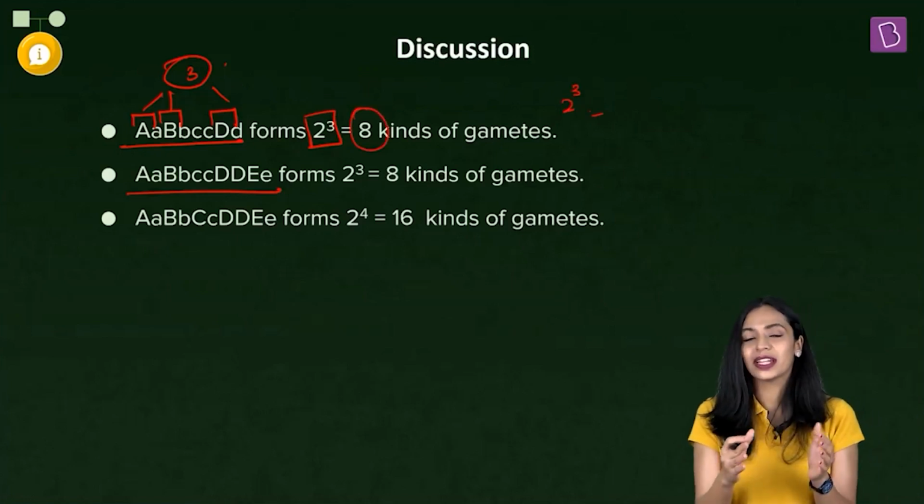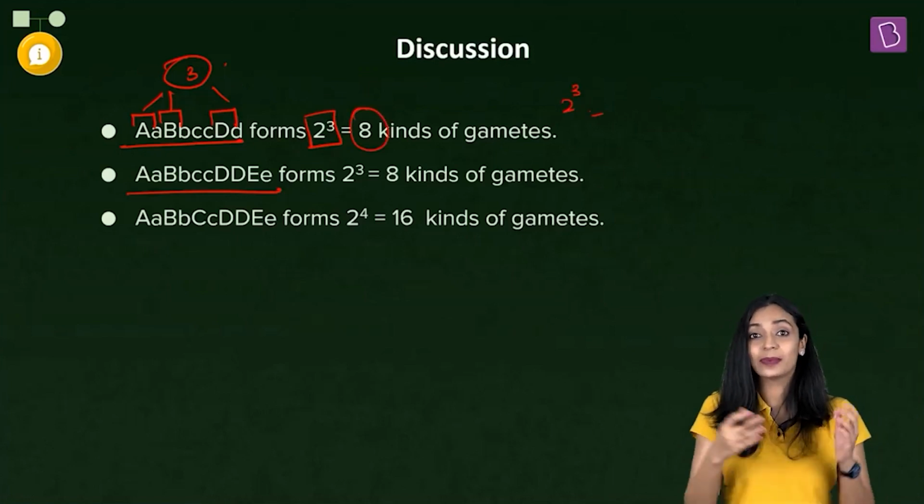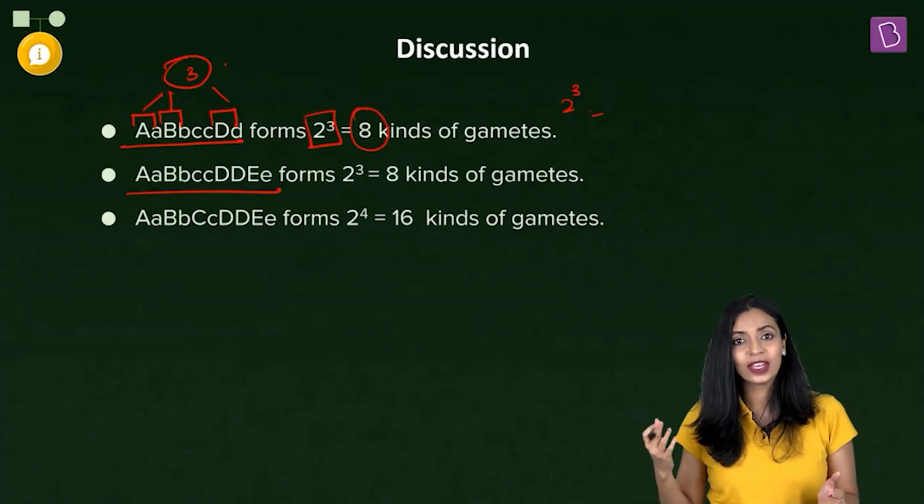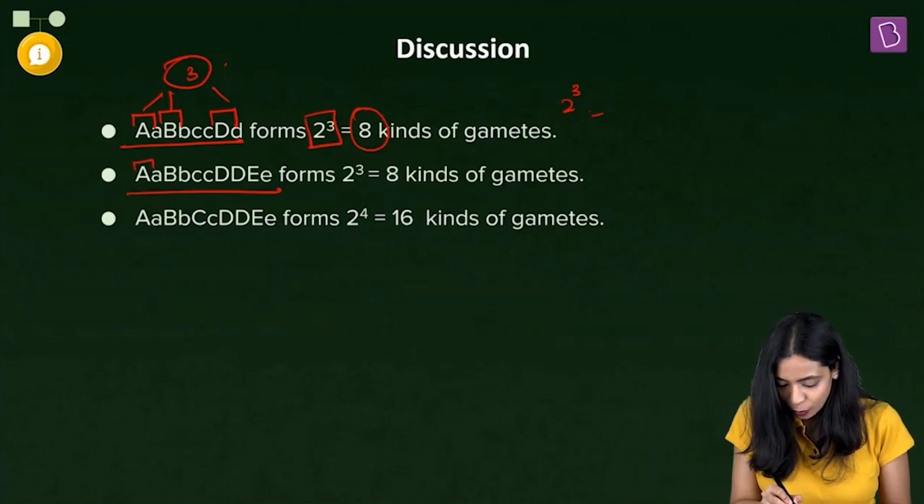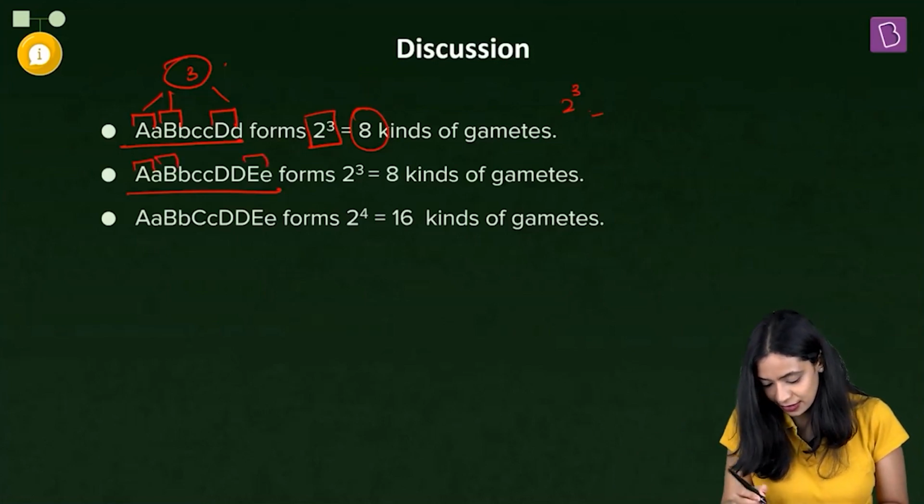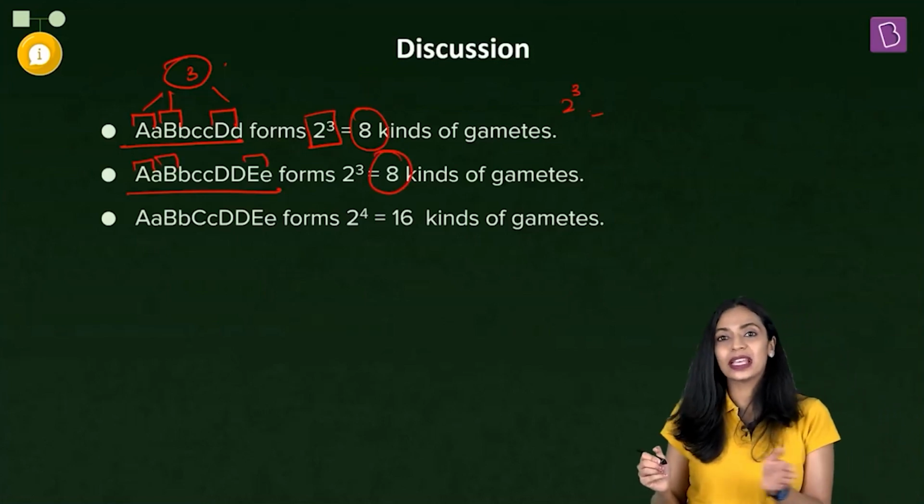So an organism containing this particular type of genotype can produce 8 different types of gametes. Okay, now let's look at option B. We have 1, 2, and 3. Again, this can produce 8 different types of gametes.